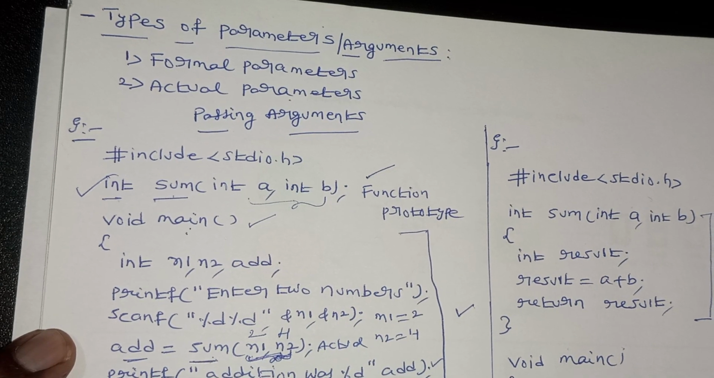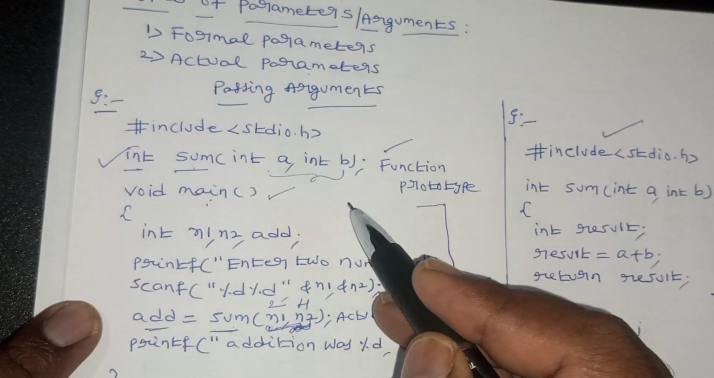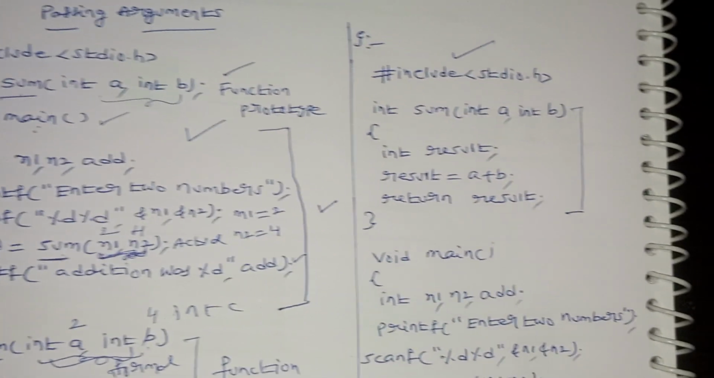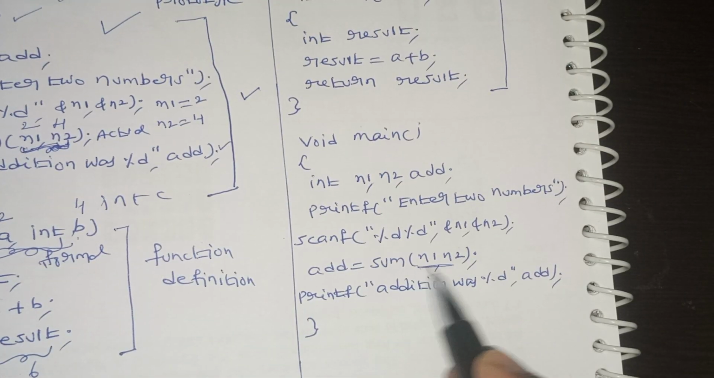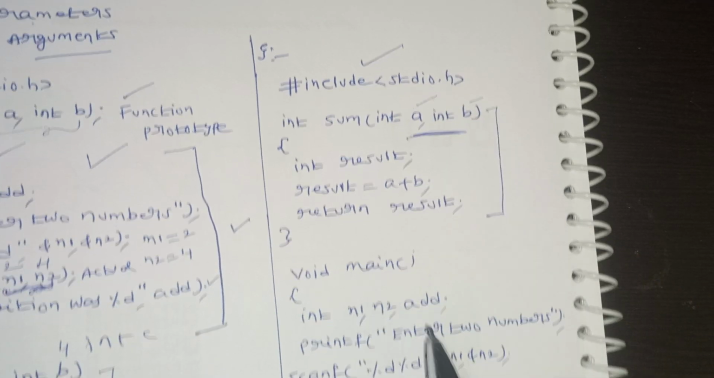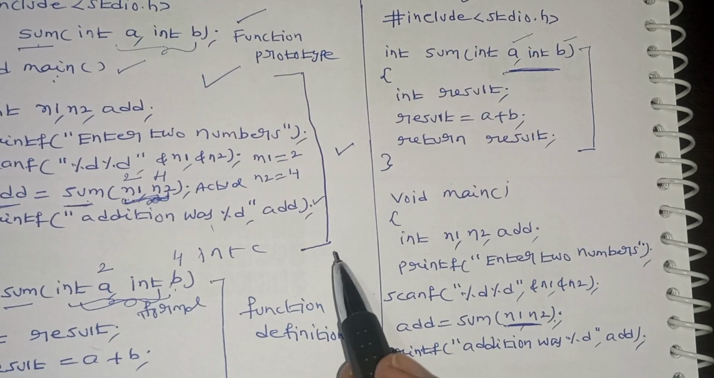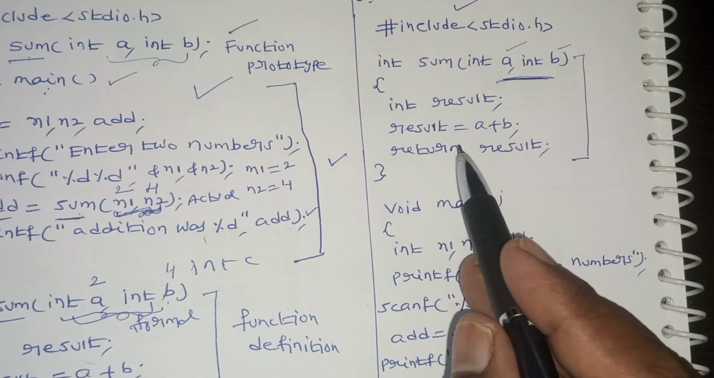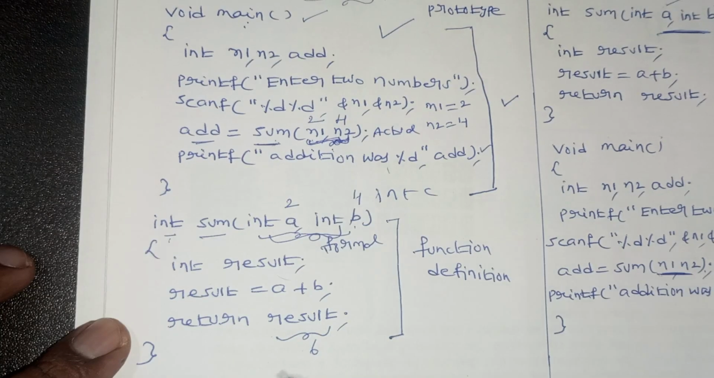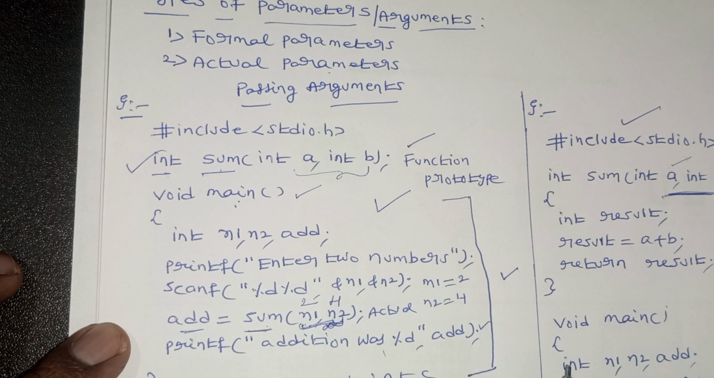Very simple. You choose whichever method you want. If you write like this, you get the answer. If you write like this, you also get the answer. So that is the same. Now here what is n1 comma n2? These are called actual arguments. What is a comma b? These are the formal parameters. A comma b are the formal parameters, n1 comma n2 are the actual arguments. Both programs are the same. What is the difference? In this I am writing the user defined function above the main function, and in this I am writing the user defined function below the main function. That is the only difference.